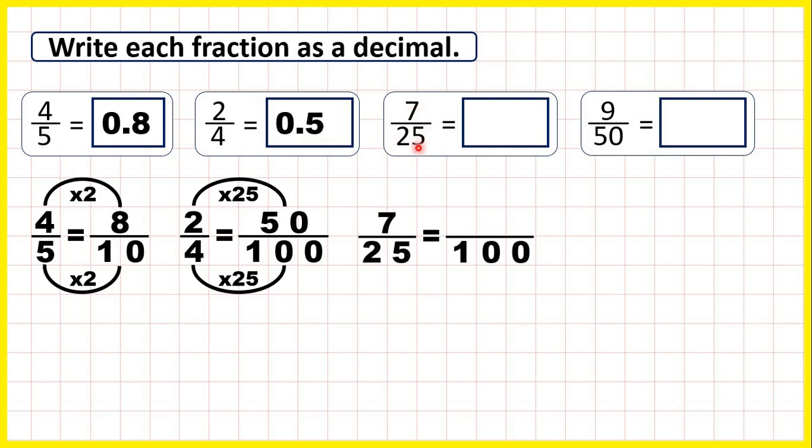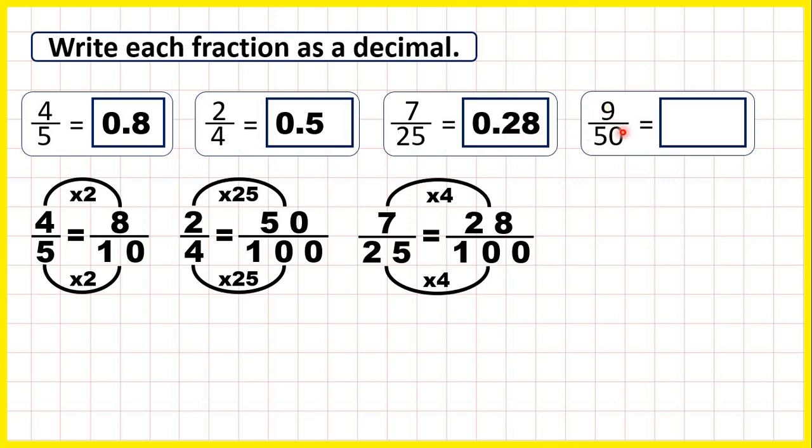Now we have 7 over 25. 100 is a multiple of 25 because 25 times 4 is 100. So if we do the same to the numerator, 7 times 4 is 28. So that's 0.28 because the second digit after the decimal point is the hundredths digit, and that denominator of 100 tells us that we can't go past the hundredths place value. So this 2 gets shifted over to the tenths.